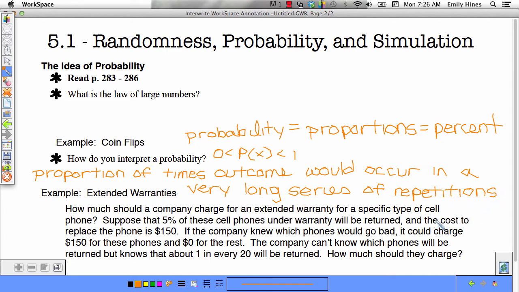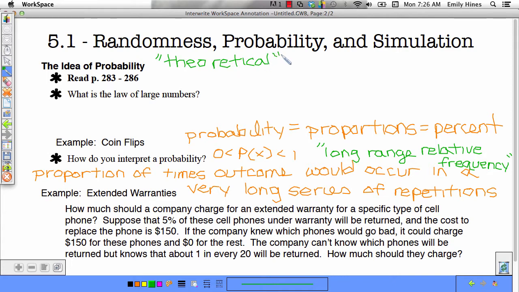That's probability. We also think of it in terms of what we call long range relative frequency. Relative frequency basically means proportion. Long range means over a long period of time. It's important to know that there are two types of probability that we talked about in classes before this. You've probably talked about theoretical probability, so what should happen, and experimental probability, which is what actually does happen.